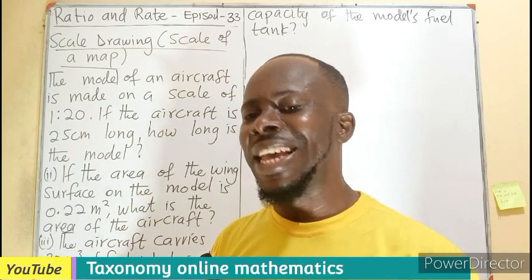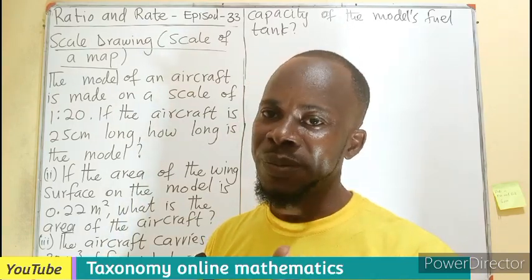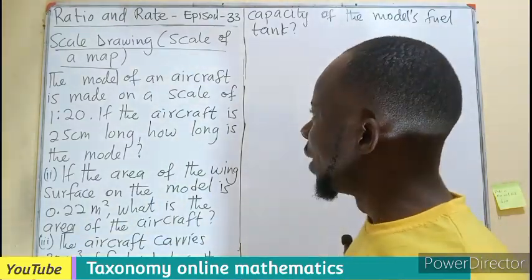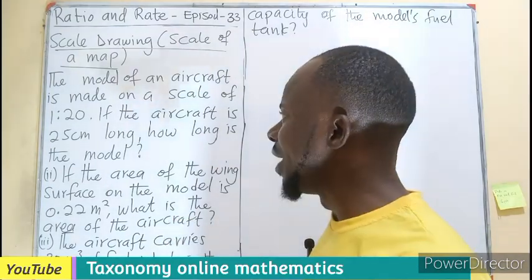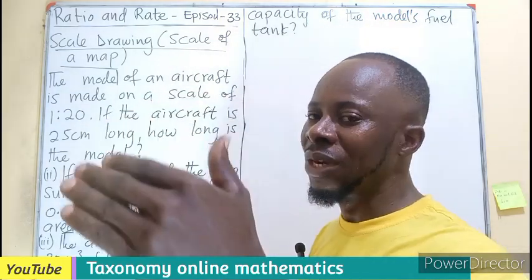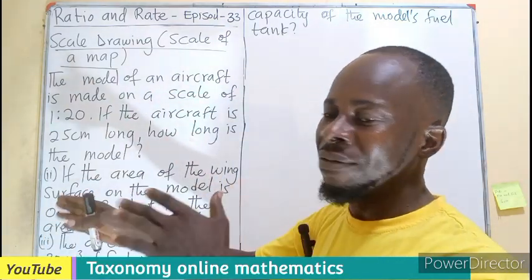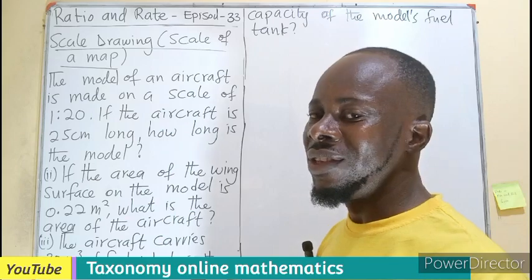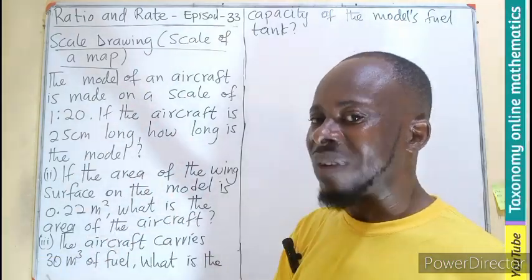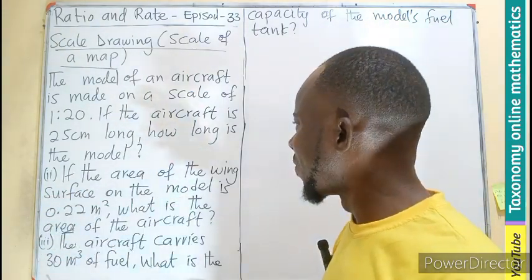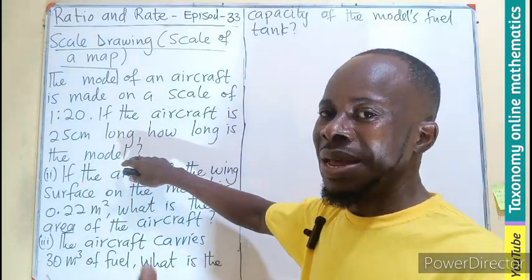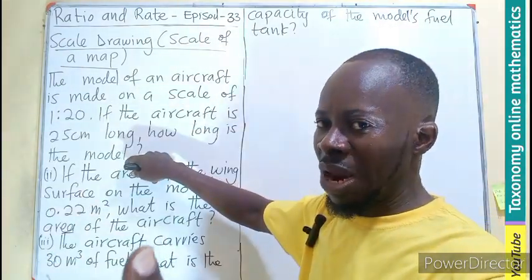We are taking scale drawing and rate, a scale of a map. So there's a question we want to look at. The model of aircraft is made on a scale of 1:20, meaning 1 centimeter on the model represents 20 centimeters on the aircraft. So if the aircraft is 25 centimeters long, the actual aircraft is 25 centimeters as the length. So how long is the model? The model is the measurement on the paper, the smaller measurement.